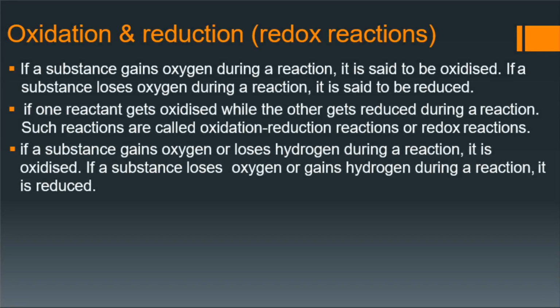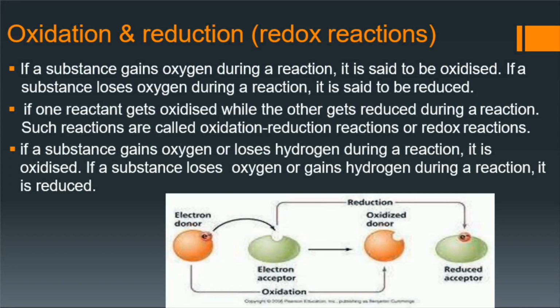Oxidation-reduction reactions, or redox reactions, are chemical reactions in which a reactant gains oxygen or loses hydrogen, or loses oxygen or gains hydrogen. Oxidation occurs when one reactant gains oxygen while the other is reduced, and reduction occurs when one reactant gains hydrogen while the other is oxidized. Redox reactions are important in many chemical processes such as cellular respiration and photosynthesis. Understanding redox reactions and their products helps us to understand many occurrences in the natural world.